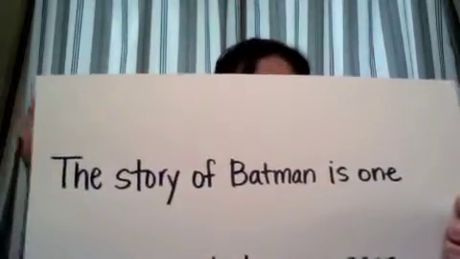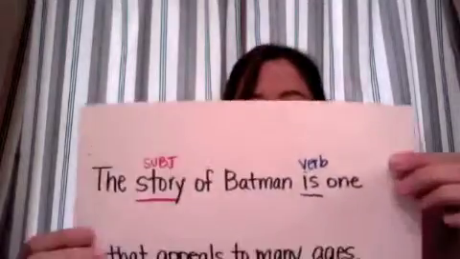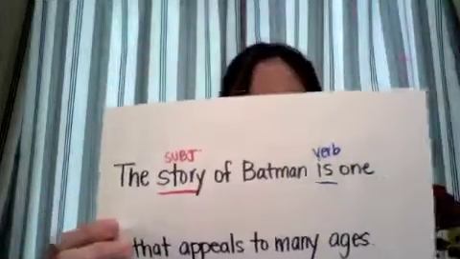So what's my subject? What's my predicate? So I'm going to take my red marker, just like I did before. What is this sentence about? The story of Batman is one that appeals to many ages. My simple subject is story. Alright. My simple predicate is one of those state of being verbs. Is. Okay, so I'm going to mark that. And now my basic diagram is going to start with story is.